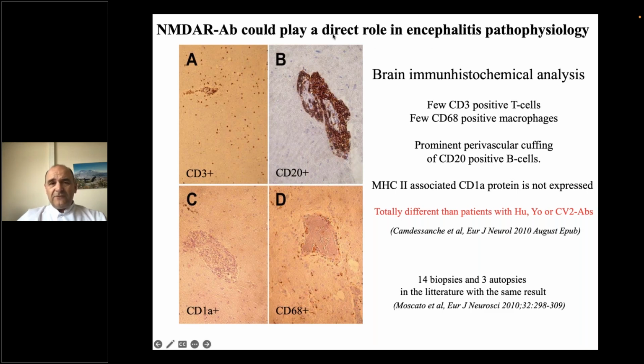We obtained a few biopsies or autopsies of patients, and we observed accumulation of CD20 cells, and so B cells, in the brain of these patients, and not T cells, as we observed in patients with paraneoplastic neurological syndromes. And so it's a completely different disease: T cells and macrophages in patients with paraneoplastic origins, and B cells in patients with NMDA receptor encephalitis.